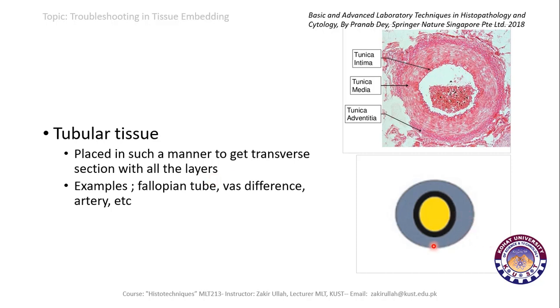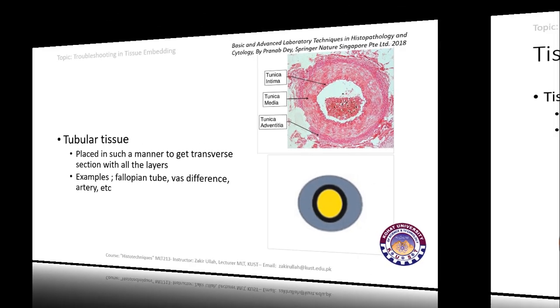For example, this is a general picture which shows 1, 2 and 3 layers, and this is the exact picture of a tissue of the vessels. This is the tunica intima, the internal layer of the tubular tissue, then the tunica media, the medial layer, and third the tunica adventitia, the external layer. So this is how a tubular tissue is oriented and then cut by the knife of the microtome. This is the proper orientation of the tubular tissue.